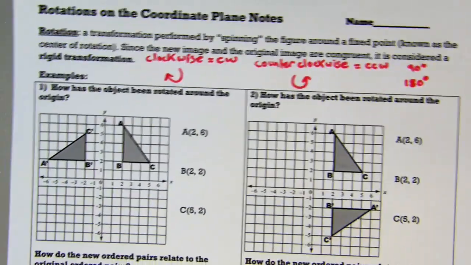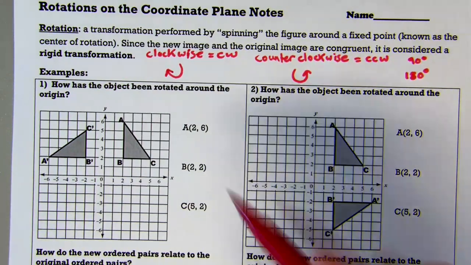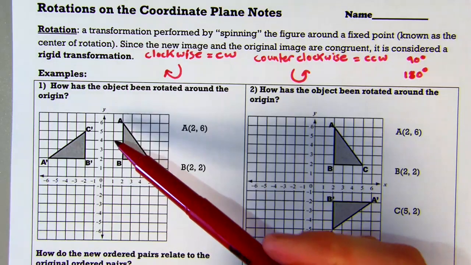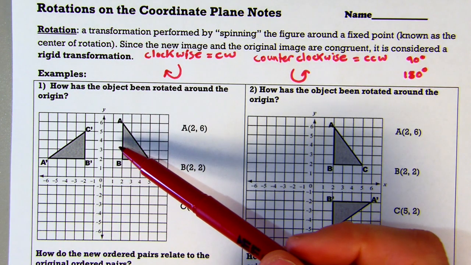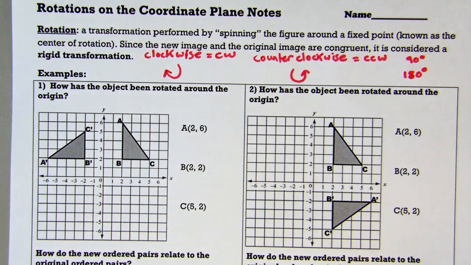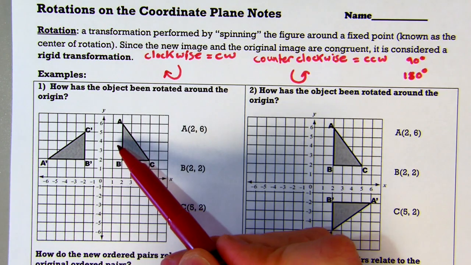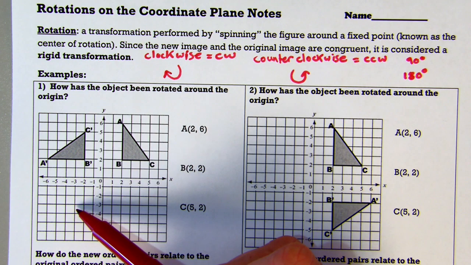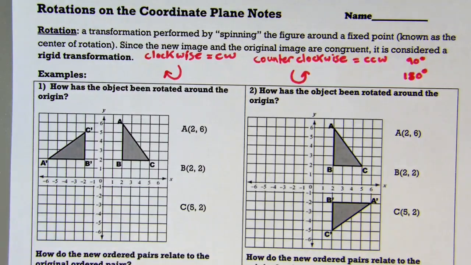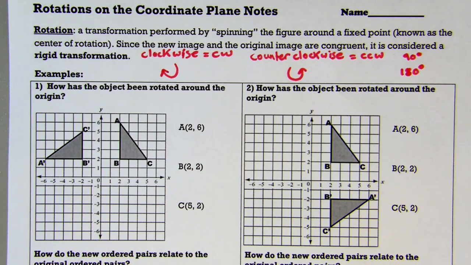Now when we rotate 90 degrees or 180 degrees, if we look at our graph here, we have 4 quadrants: 1, 2, 3, 4. Whenever you rotate 90 degrees, you rotate over one quadrant. Whenever you rotate 180 degrees, you rotate over 2 quadrants. Okay? So we're going to use those to figure these out.